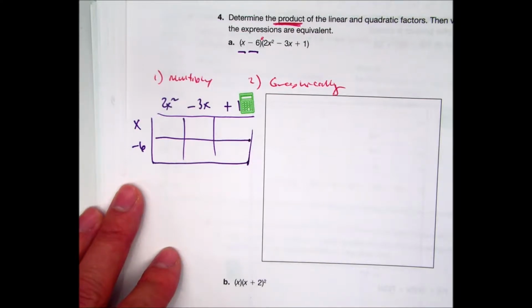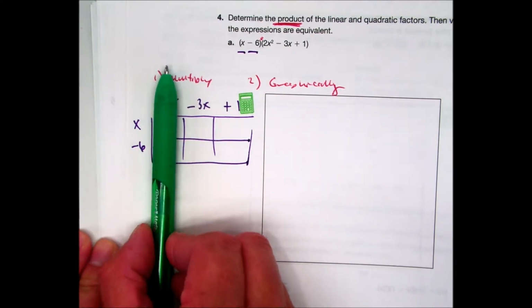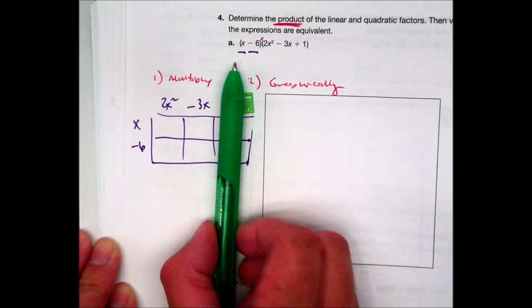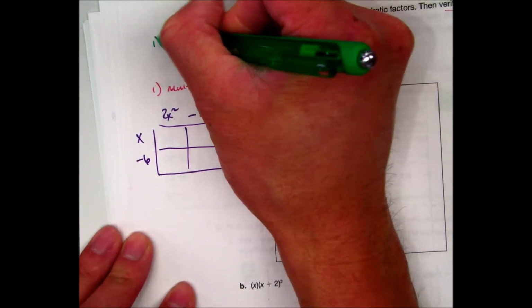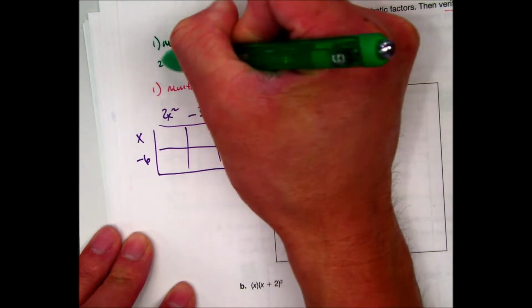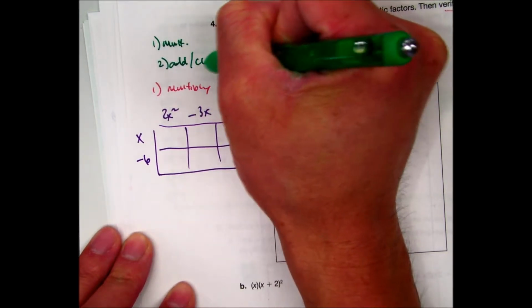Again, that last one has 3 boxes going across because there's 3 terms. So each term gets a box. We're going to do the same thing. We're going to multiply first, and then we're going to add and then combine like terms.